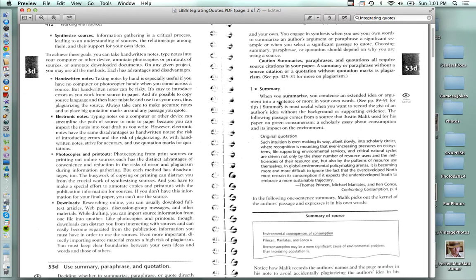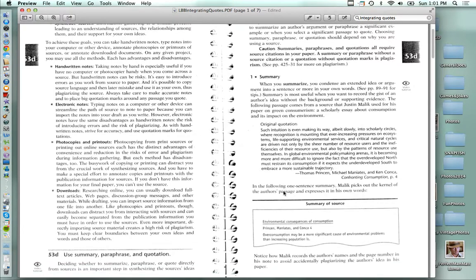So when you summarize, you condense an extended idea or argument into a sentence or more in your own words. Summary is most useful when you want to record the gist of an author's idea without the background or supporting evidence. There's an example here. You can have a look at it.